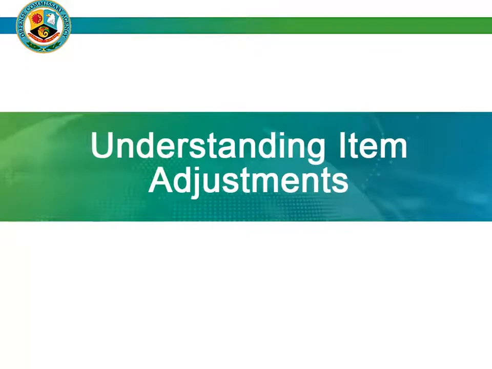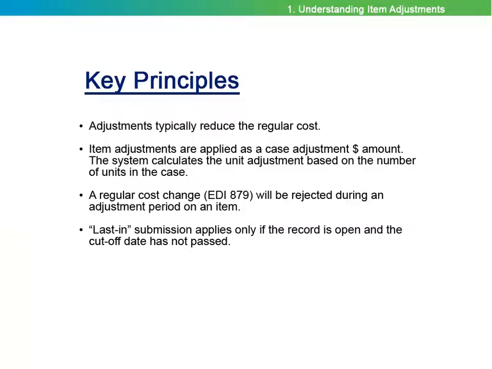But first, let's go over a few key concepts on vendor item adjustments. Adjustments typically reduce the regular cost. Item adjustments are applied as a case adjustment dollar amount. The system calculates the unit adjustment based on the number of units in the case. A regular cost change through EDI 879 will be rejected during adjustment period on an item. Last-in submission applies only if the record is open and the cutoff date has not passed.